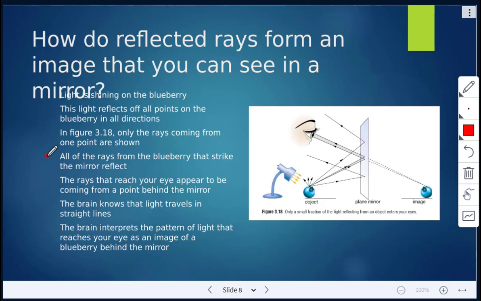So all of the rays from the blueberry that strike the mirror will be reflecting, or bouncing off. The rays that reach your eye appear to be coming from a point behind the mirror. But the brain knows that light travels in straight lines, and it interprets the pattern of light that reaches your eye as an image of a blueberry behind the mirror. So that's how the brain forms the image that you see in a mirror.